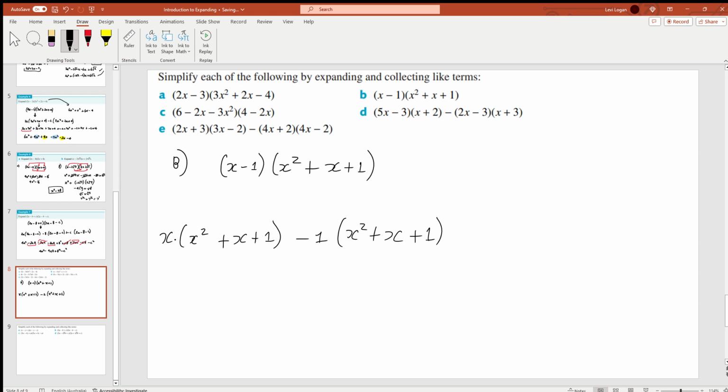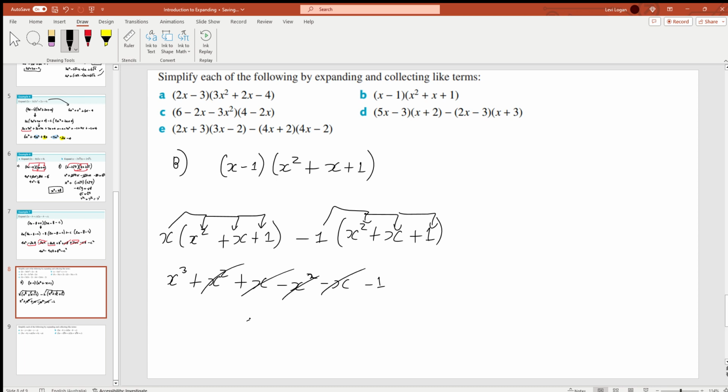So what we're going to have is, the first term is going to be x cubed, the second term is going to be plus x squared, and then the last term will be plus x. Then we're going to have minus x squared, minus x, minus 1. All I did was distribute this to each of the terms, and this to each of the terms here. So we can see we've got a couple of things that can cancel out. That can cancel out with that, and that can cancel out with that. So all we're left with is x cubed minus 1. That's about it for that one because a lot of it cancelled out. So let's have a go at question C.